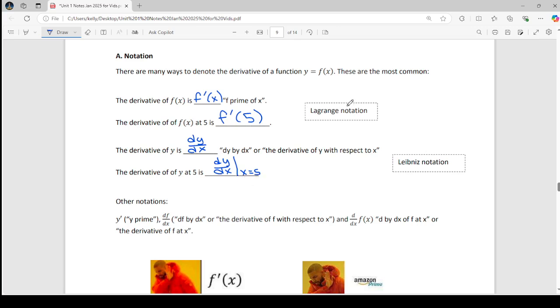The notations are named after the old mathematicians who first used that notation, Lagrange and Leibniz, and I do believe there was like a big feud between the two of them over calculus. If you want to watch some YouTube videos about their fights. There are other notations like y prime, df by dx, or d by dx of f at x. And honestly, those are going to work their way into my lessons too, but these are the two important ones to begin with. All right, so soon we will learn how to calculate this derivative.